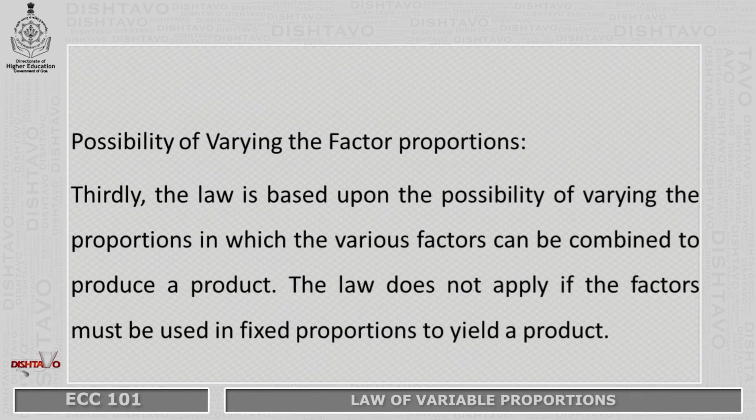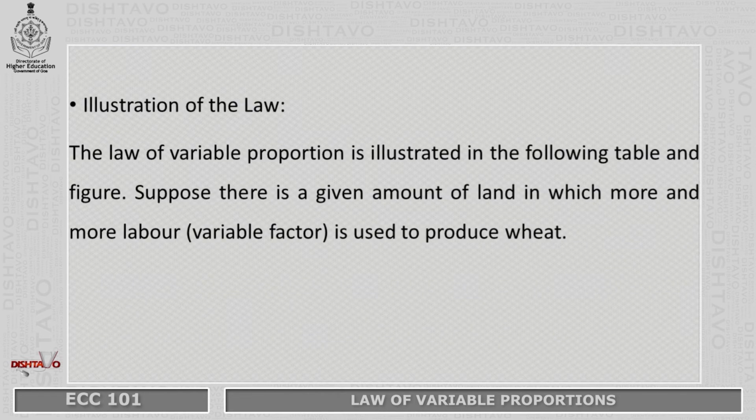The third assumption is the possibility of varying the factor proportions. The law is based upon the possibility of varying the proportions in which the various factors can be combined to produce a product. The law does not apply if the factors must be used in fixed proportion to yield a product. Then we will illustrate the law.